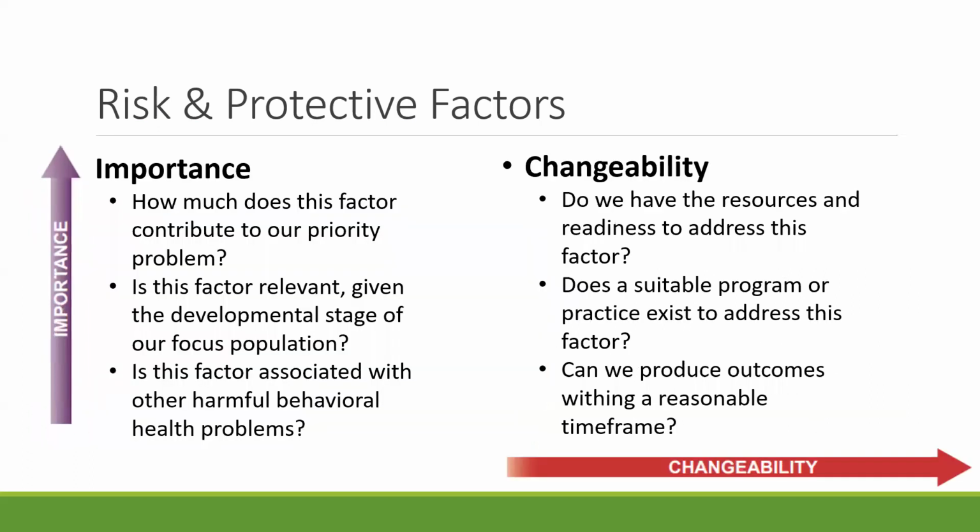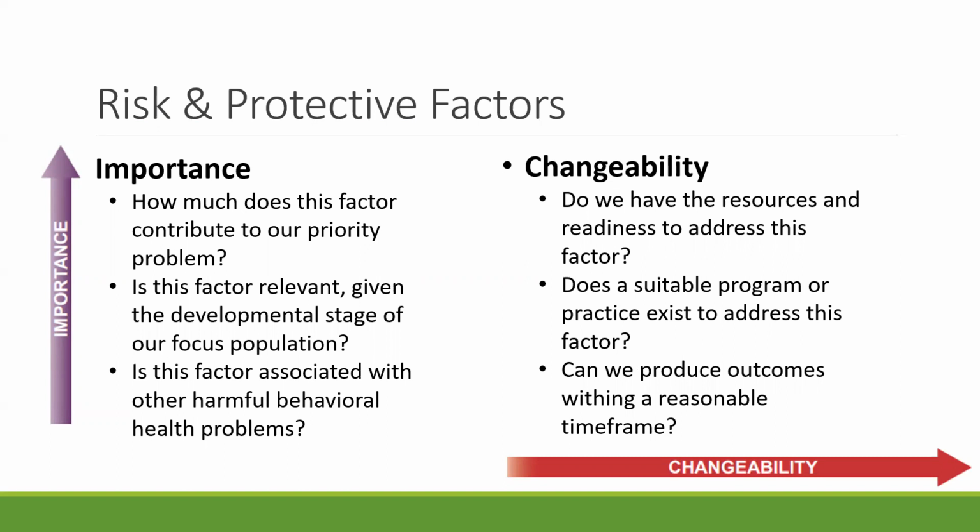Here are some questions to ask yourself when assessing the importance and changeability of factors. For importance, we want to consider how much the factor contributes to the priority problem, if it is relevant to the developmental stage of the focus population, and if it is associated with other harmful health behavior problems. For changeability, you want to consider if you have the resources and readiness to address the factor, if a suitable program or practice exists to address the factor, and if we can produce outcomes within a reasonable time frame.